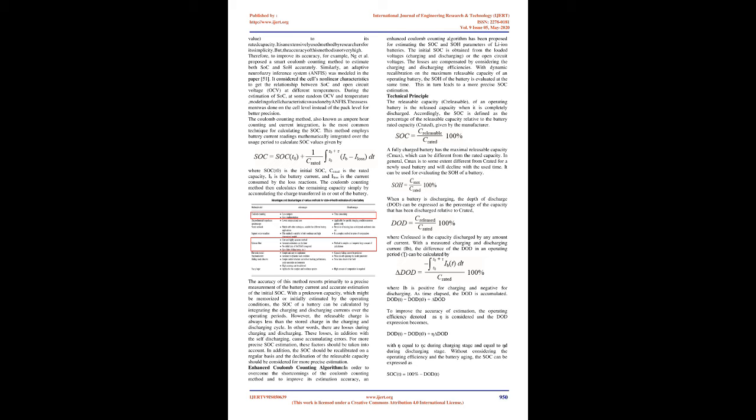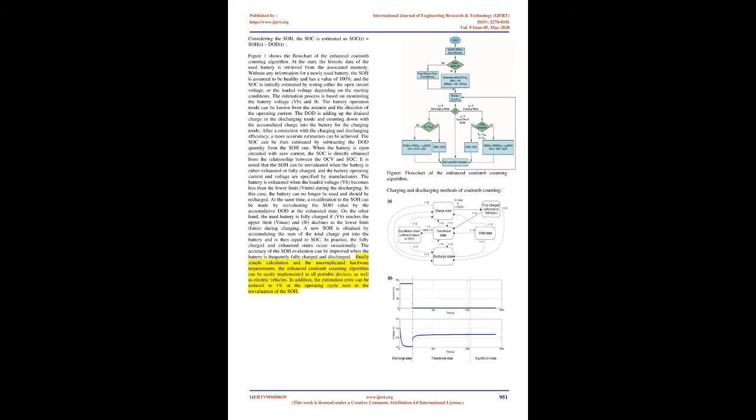Therefore, to improve its accuracy, for example, Ng et al. proposed a smart Coulomb counting method to estimate both SOC and SOH accurately. Similarly, an adaptive neuro-fuzzy inference system, ANFIS, was modeled in paper 51. It considered the cell's nonlinear characteristics to get the relationship between SOC and open circuit voltage, OCV, at different temperatures. During the estimation of SOC, at some random OCV and temperature, modeling of the cell characteristics was done by ANFIS and FIS. The assessment was done on the cell level instead of the pack level for better precision.